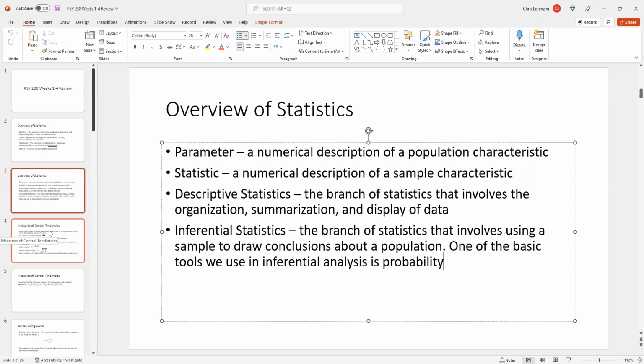Anyone have any questions yet? I'm hopeful those definitions are becoming more second nature.